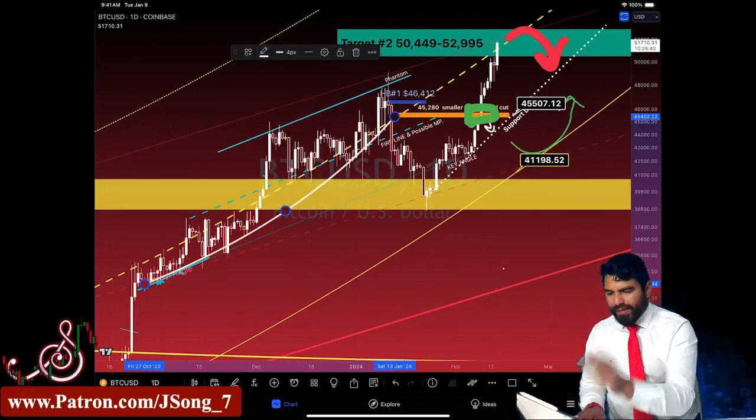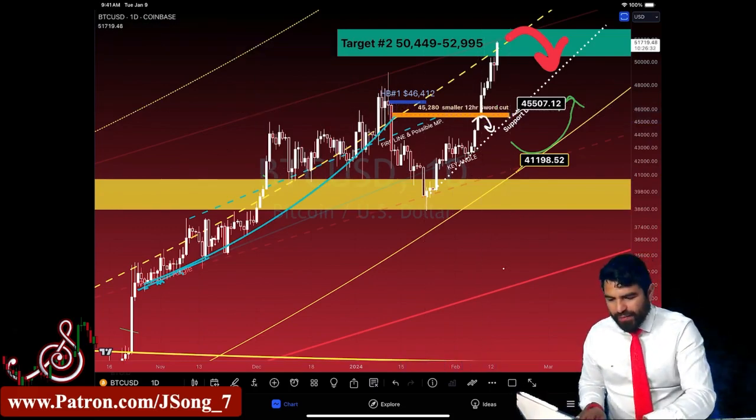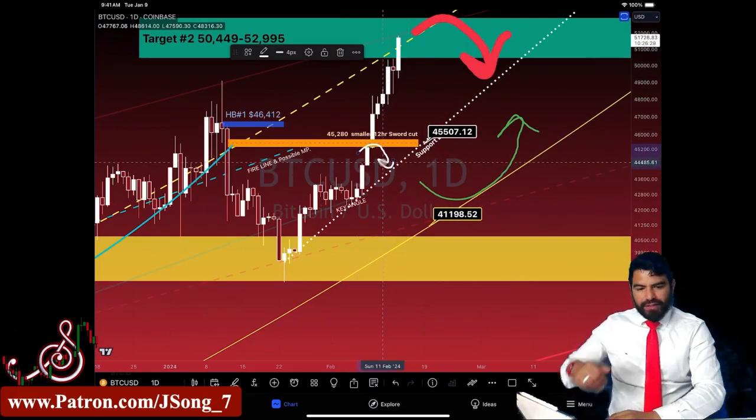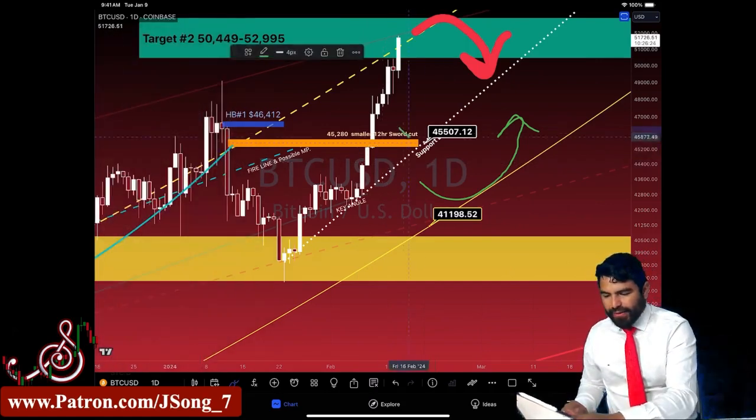I mentioned this on Saturday. I did mention this on Saturday. This sword cut was never hit. I put it on the 12-hour chart. And if we didn't reject on the bottom side, then you're going to reject on the top side, most likely. There's a vortex here at 45.